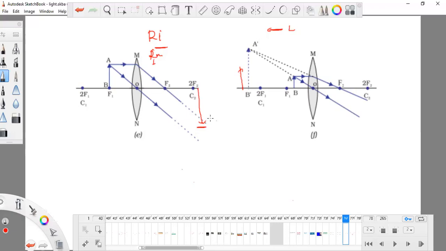Upside down, that is inverted, upside down. Definitely it is at the right side and it will be real, meaning very clear, very clean. And the image forming here is definitely the virtual image. It is erect, definitely it is erect. Okay, the sign.